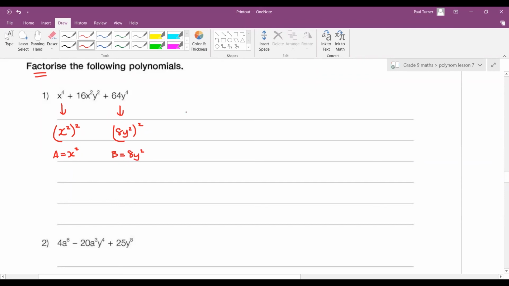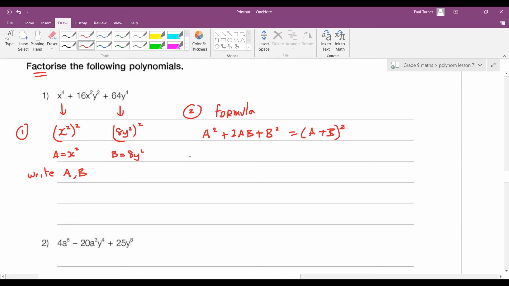So we write your formula. So this is step 1. So write A and B. So find out what those will be from the first and last term. Then we write your formula. So we write that out as A squared plus 2AB plus B squared is (A plus B) all squared. And we notice we have plus, so we use plus in the formula here.